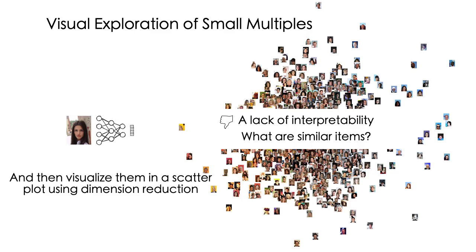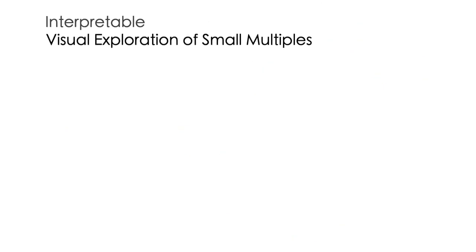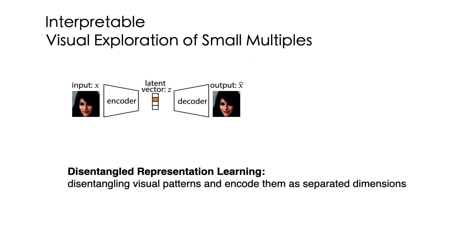It is possible that the users are only interested in certain visual patterns and want to leave others out when they group similar items. In our previous study, we applied disentangled representation learning to address this issue. This method allows us to generate latent vectors that disentangle visual patterns and encode them as separated dimensions.